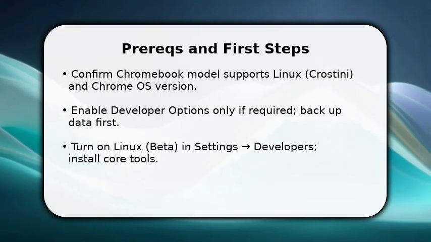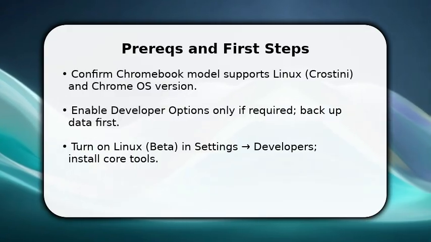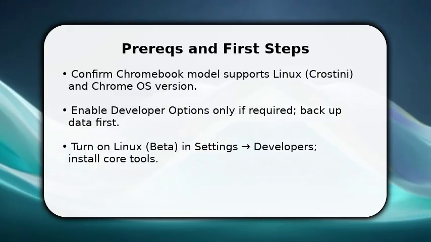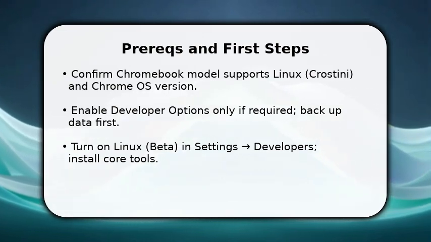Next, open the Linux terminal and update packages with apt. This ensures smooth installs later. These steps prepare the system so you can install Windows compatibility layers and the Microsoft Store properly.